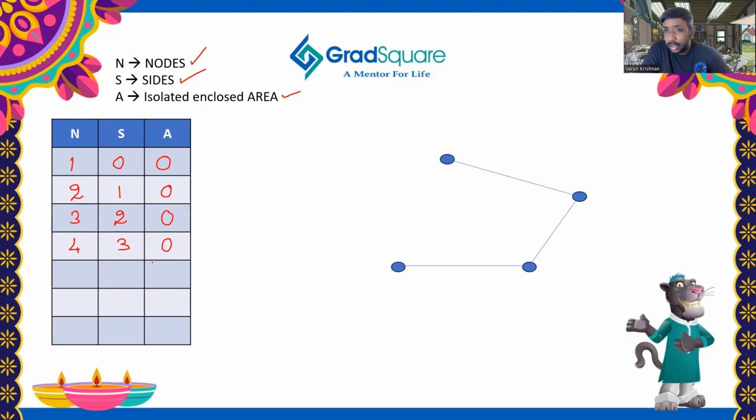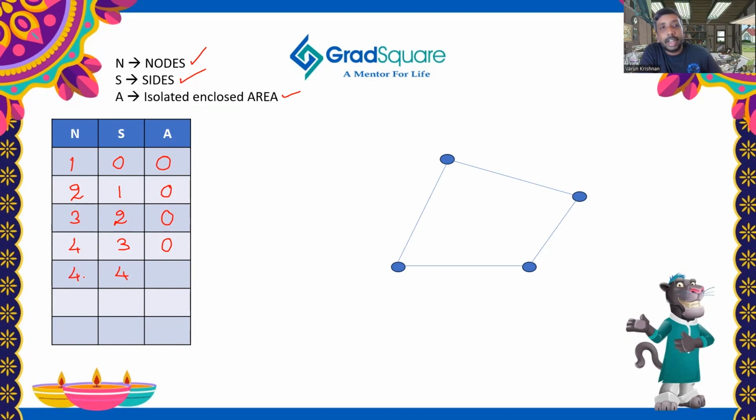So which means we can clearly see that the difference between the number of nodes and the number of sides is always remaining constant at 1. But what happens when I join two pre-existing nodes like this? When I join two pre-existing nodes, I'm getting one extra side, but my number of nodes is remaining constant in the figure. So now the difference between nodes and sides is no longer 1.